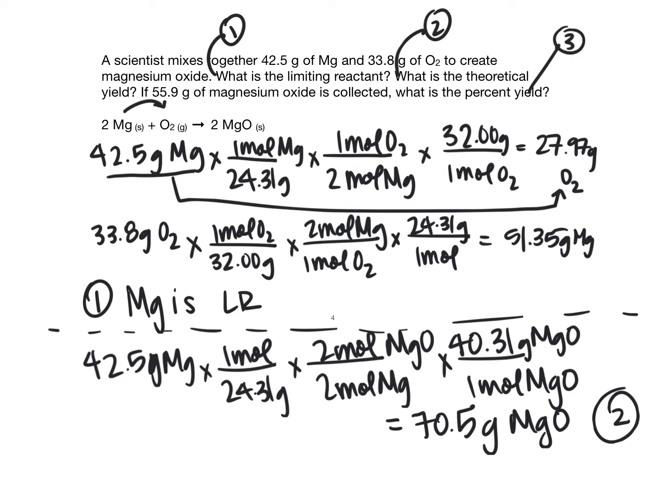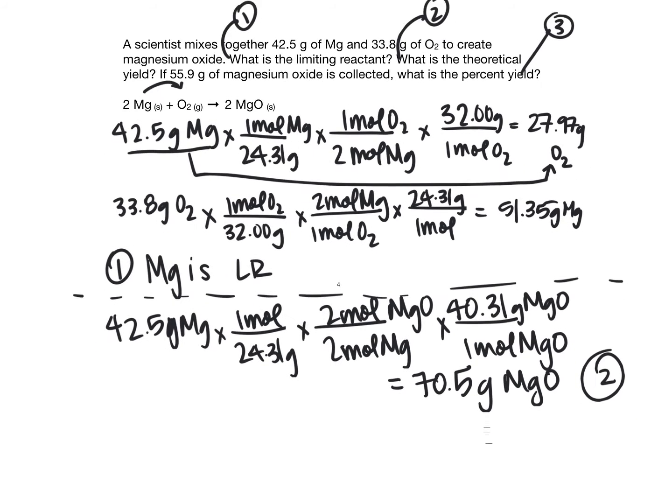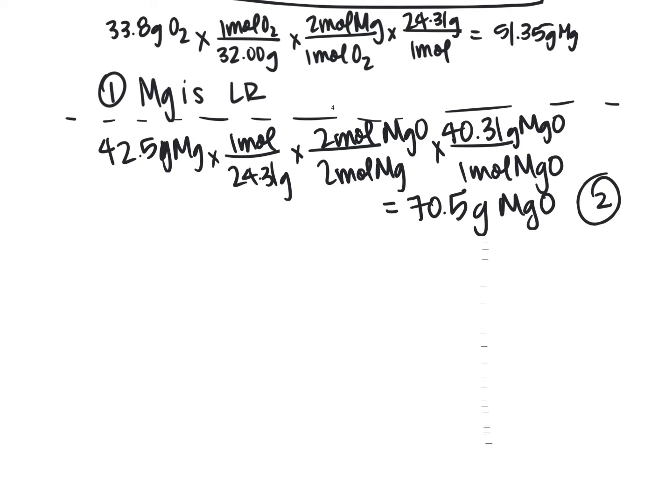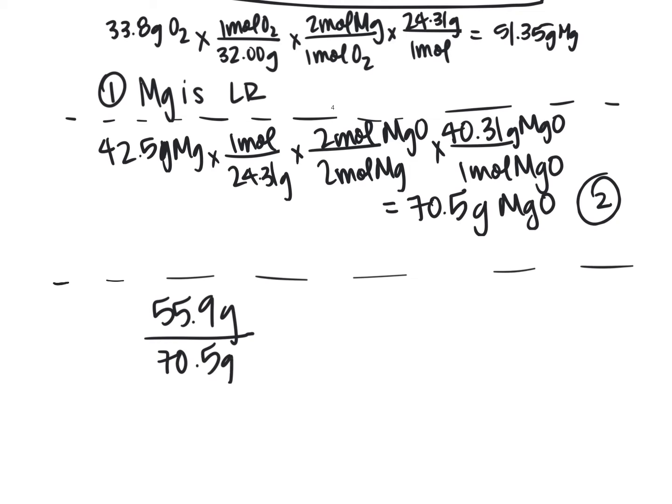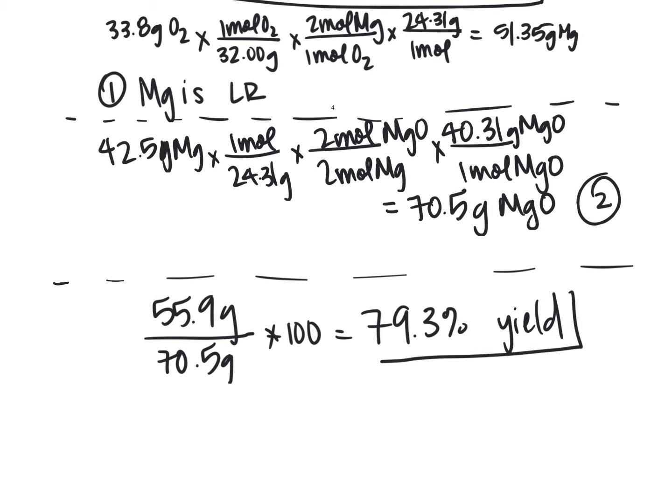So now we know how much we should have collected. And so the last part of this question asks, if 55.9 grams of magnesium oxide is collected, what is the percent yield? And so the yield is the actual divided by the theoretical. So I'm going to make it smaller and slide it up again. So the actual is 55.9 grams. We're going to divide that by what we should have collected, which is 70.5 grams. We're going to multiply that by 100, and that gives you 79.3% yield. And this is the answer to number 3.